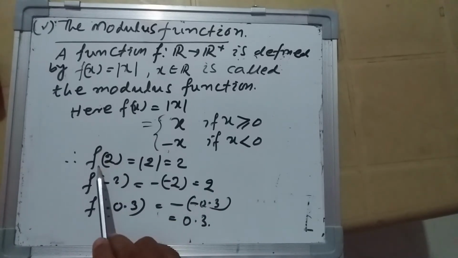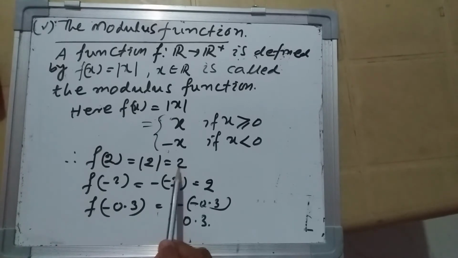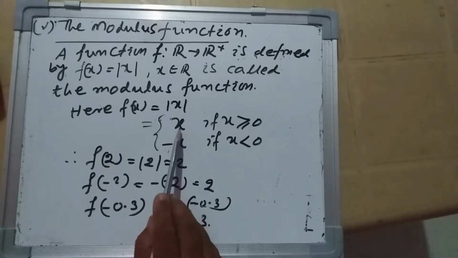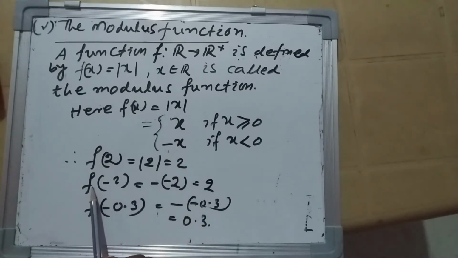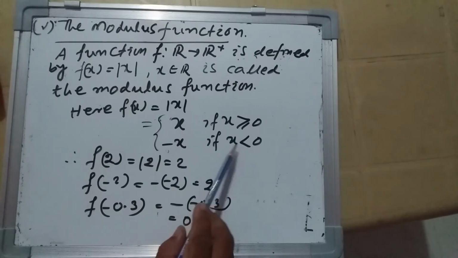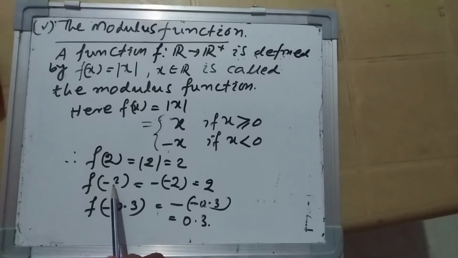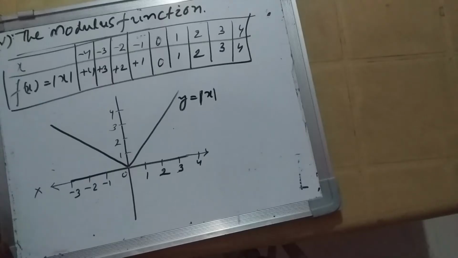Now come to the example. F of 2 equal to modulus of 2, that is 2, because 2 is a positive quantity. And for f of minus 2, we use minus x if x is less than 0. X is a negative number, so we put a minus sign before x. So f of minus 2 is minus of minus 2, equal to 2. Similarly, f of minus 0.3 equal to minus of minus 0.3, which is 0.3.